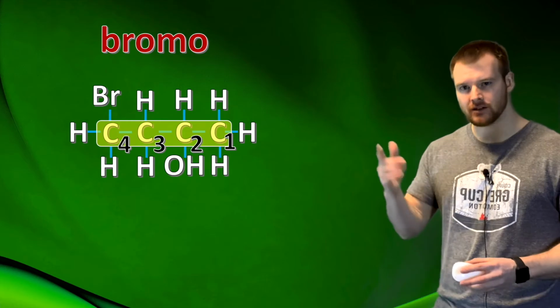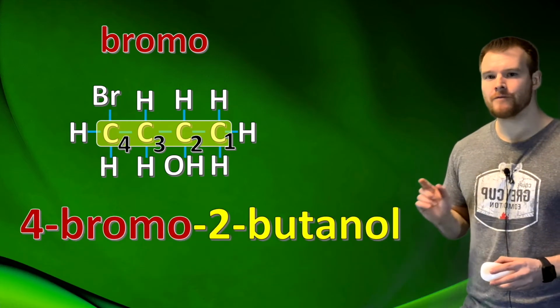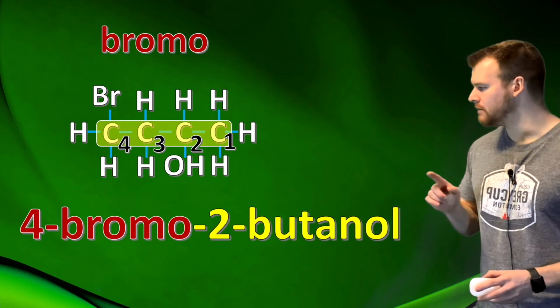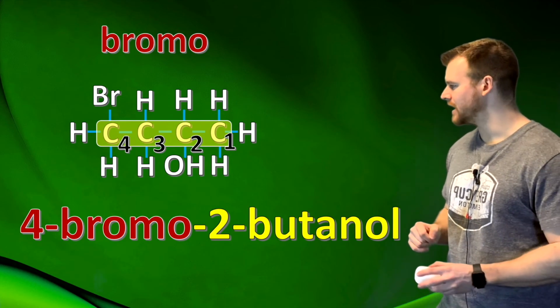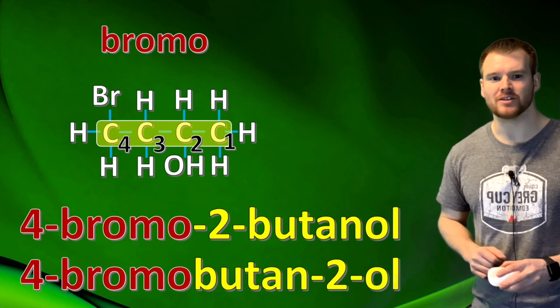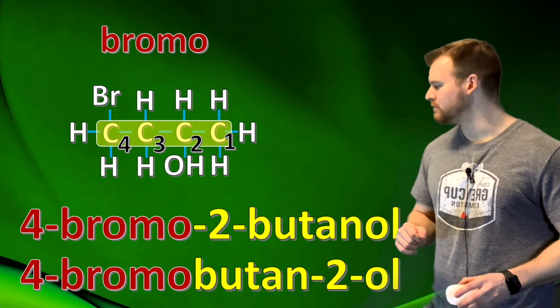So this becomes, we see our bromo group there, 4-bromo-2-butanol. Okay, and again, you could see it in some formats written as 4-bromobutan-2-ol. That's it for this lesson.